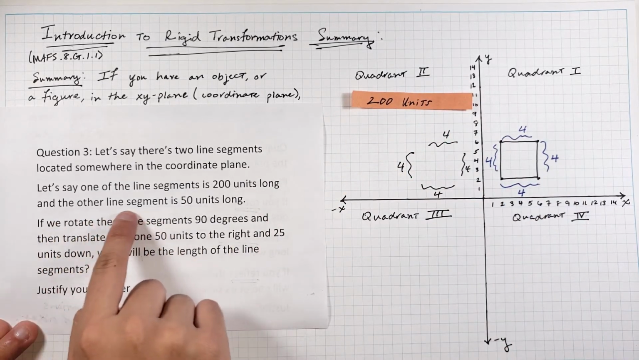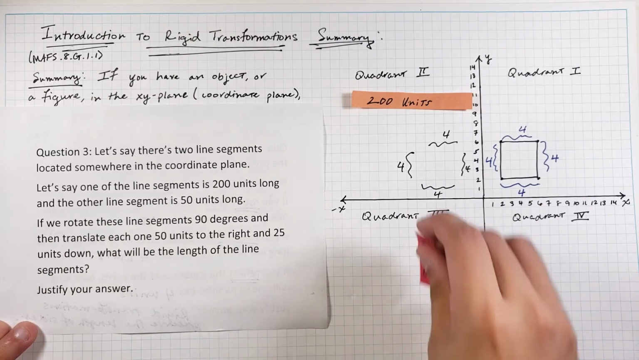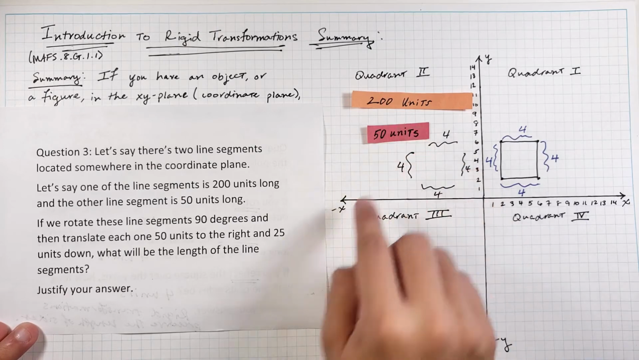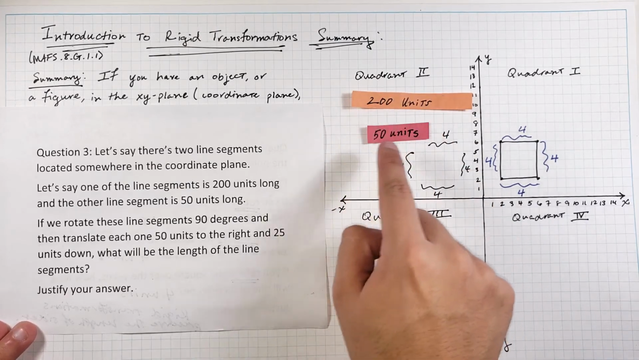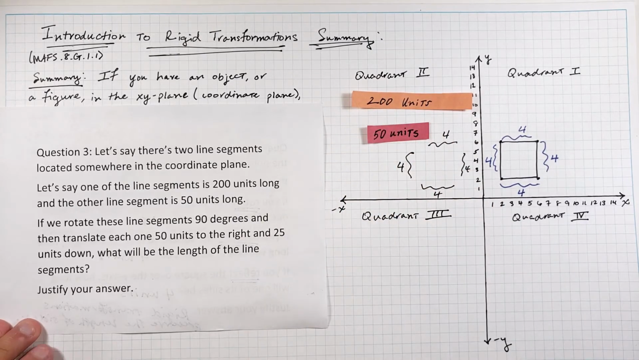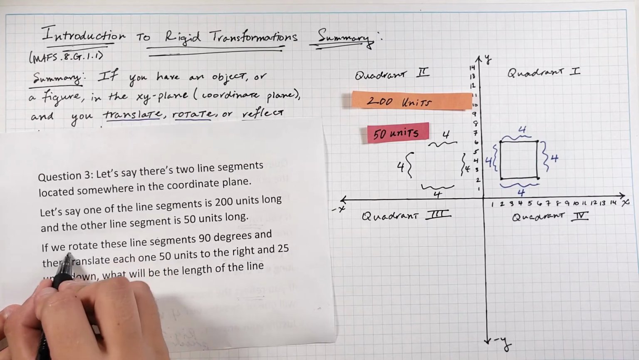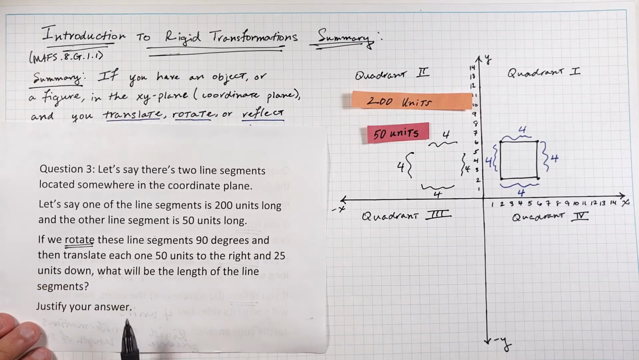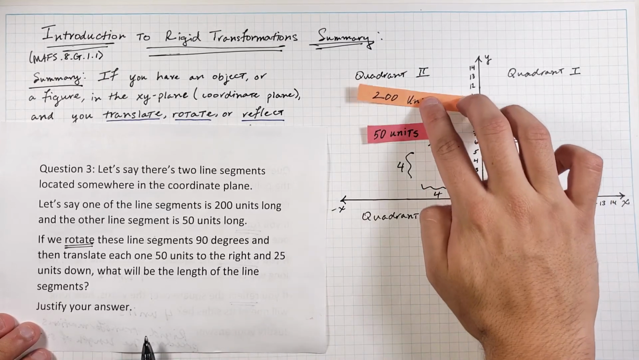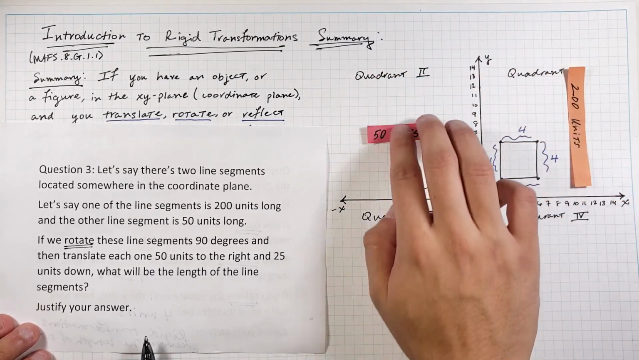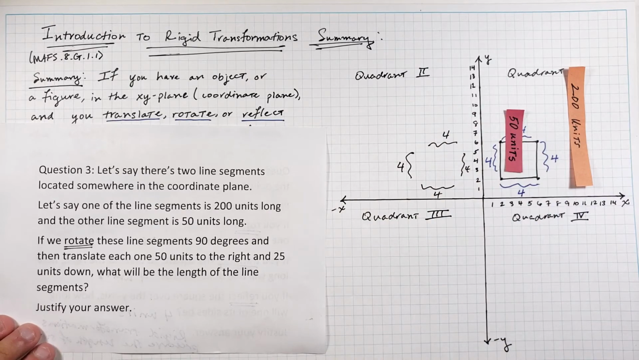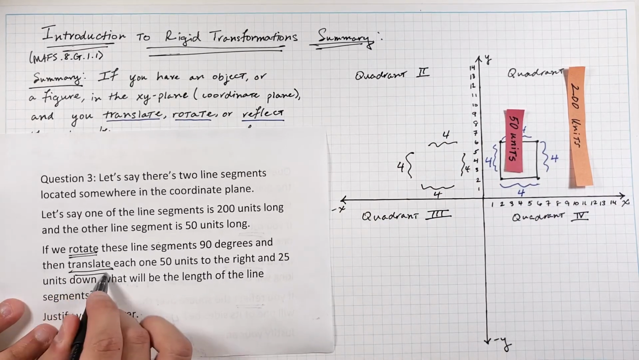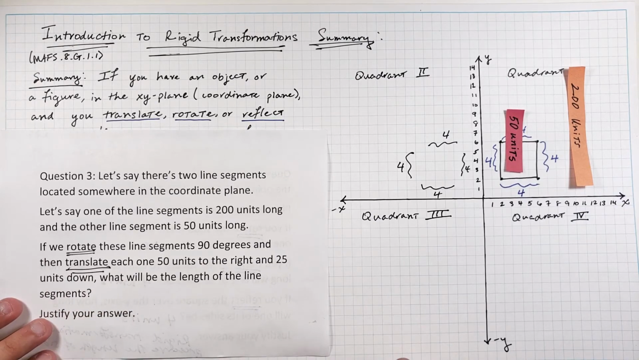And the other line segment is 50 units long. Maybe we'll go like this. Here's the 50 units long line segment. So here's the 200 units, here's the 50 units. And it says if we rotate these line segments, keyword here, 90 degrees, maybe they look like this now. And then we translate, another keyword, each one 50 units to the right.